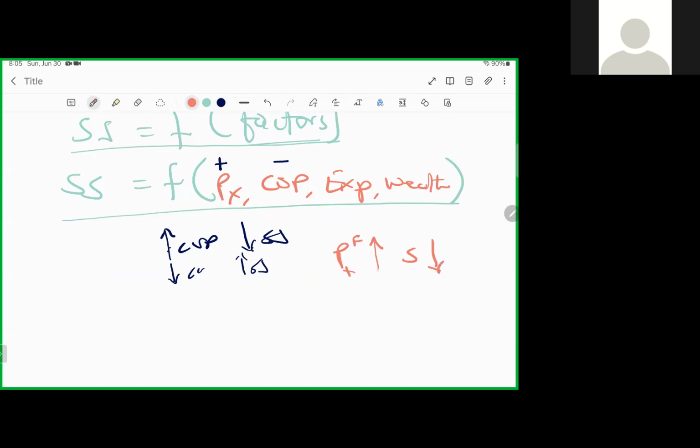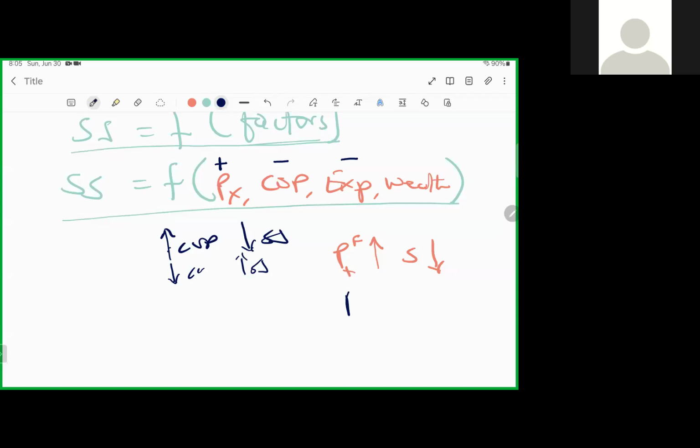So there is a negative relationship between expectation and supply, especially when we expect future prices to increase. So in this case, the effect here will be negative. But if I expect future prices to do what?